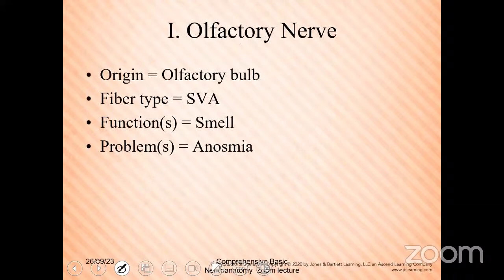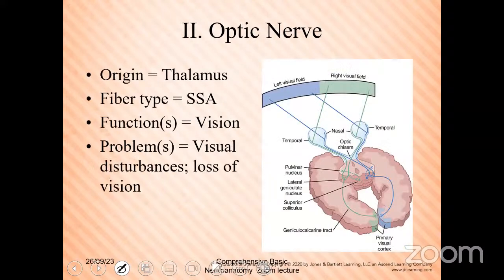Olfactory bulb: the fiber type is special visceral afferents. The afferents come from the receptors in the nose, and the function is smell; a problem causes anosmia. Optic nerve: the fiber type is special somatic afferents. Vision is the function, and the thalamic relay is the lateral geniculate body.